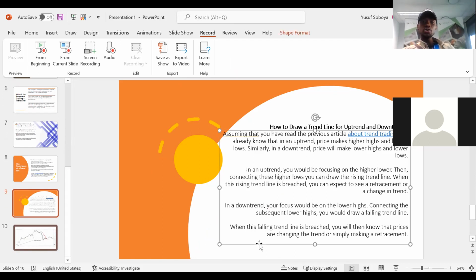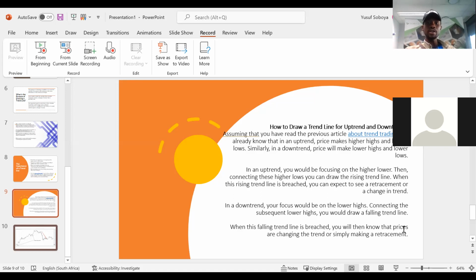All right, how to draw. We're getting to the end of theory, then we get to the practical: how to draw a trend line for an uptrend and a downtrend. Assuming that you have read all the previous articles on the internet, we already know that in an uptrend, price makes higher highs and higher lows. Similarly, in a downtrend, the price will make lower highs and lower lows.